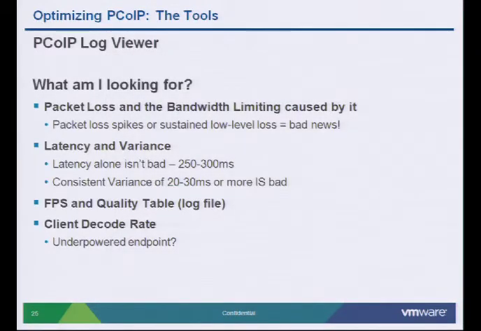So what do you look for? Why would you use this tool? The main thing is if you're doing diagnosis or you're trying to do tuning, really more for diagnosis than the first one, you want to look for packet loss and then a corresponding bandwidth limiting action of PCoIP, right? It adapts. So when it sees packet loss, bandwidth will come down.